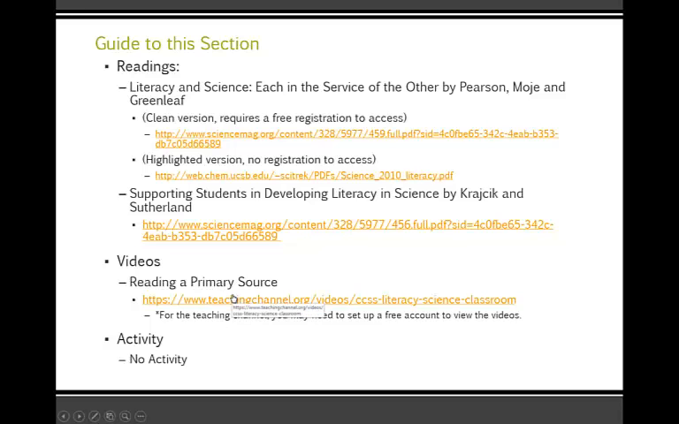And then a second one. So that first one is literacy and science, each in the service of the other, and the second is supporting students in developing literacy in science. So those are the two readings. Neither of them is very long. And the video you'll watch for this section is called Reading a Primary Source.